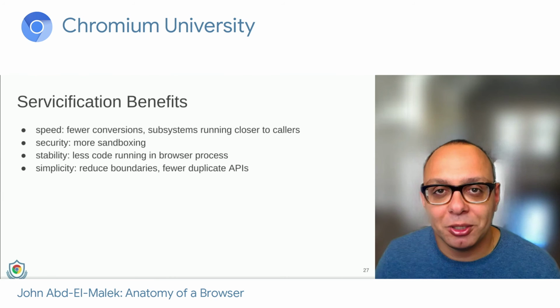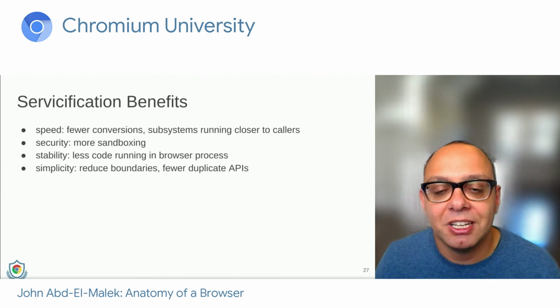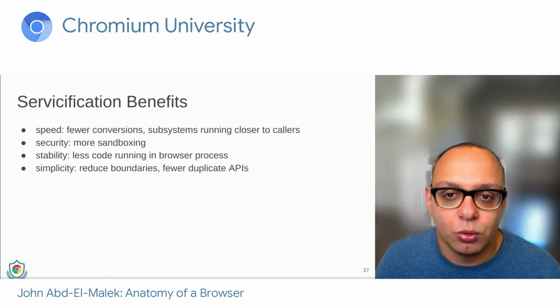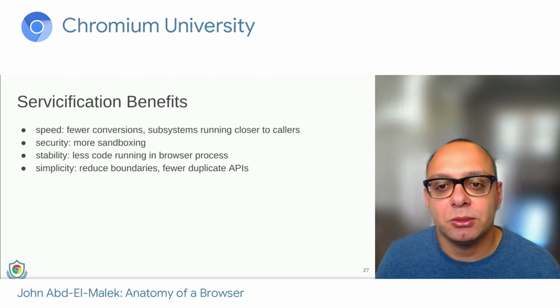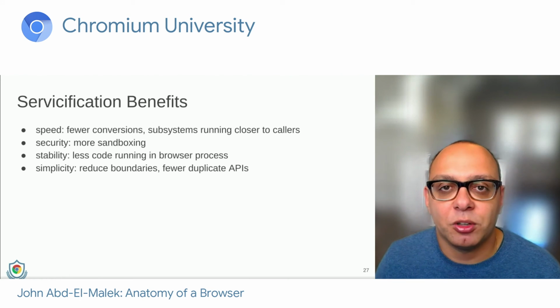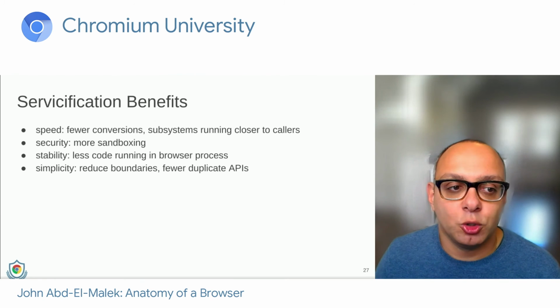And then simplicity, which I'm going to override. Usually for the S's, simplicity means user interface simplicity, but here I'm going to use it to mean code simplicity. This is easier for developers because we have consistent APIs to subsystems, and instead of each framework defining its own API, there are fewer duplicate APIs.